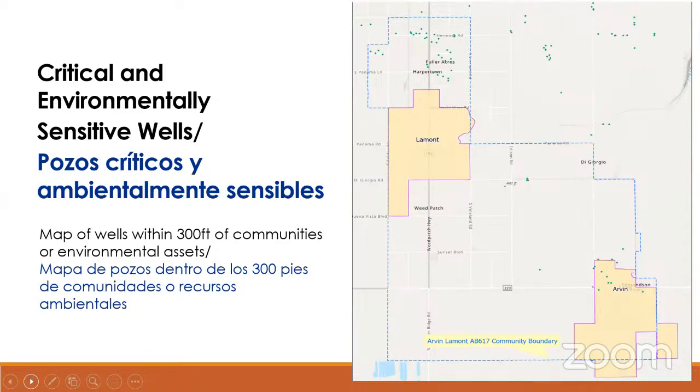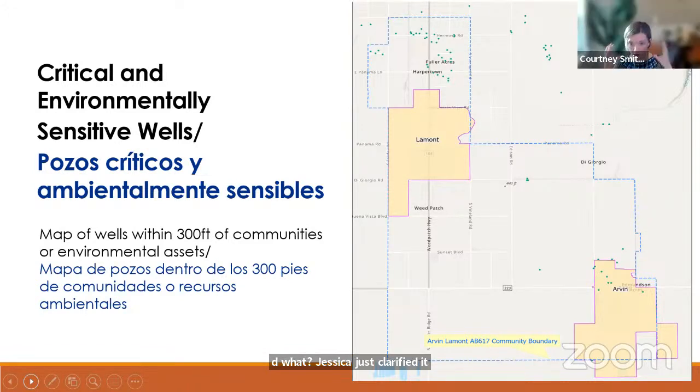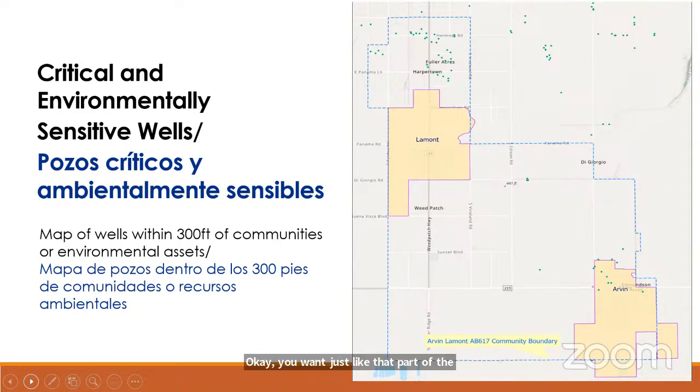Yeah, I understand what Jessica just clarified. Okay, you want just that part of the boundary. Yeah, similar to what you did with Arvin Lamont, just because we work with many residents in Fuller Acres, and I'm sure they'll ask if you have similar information like you do specific to Arvin and Lamont.